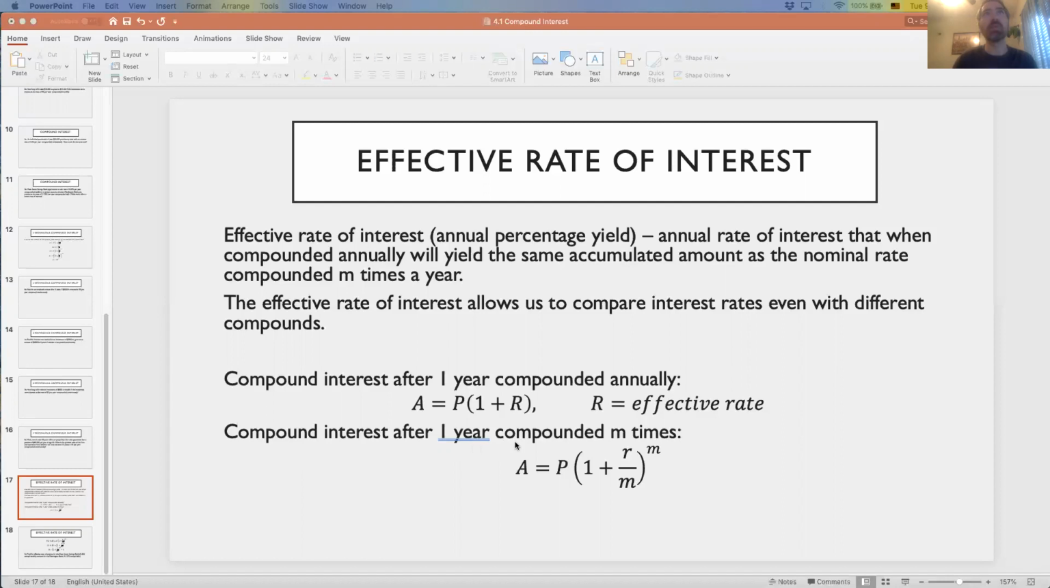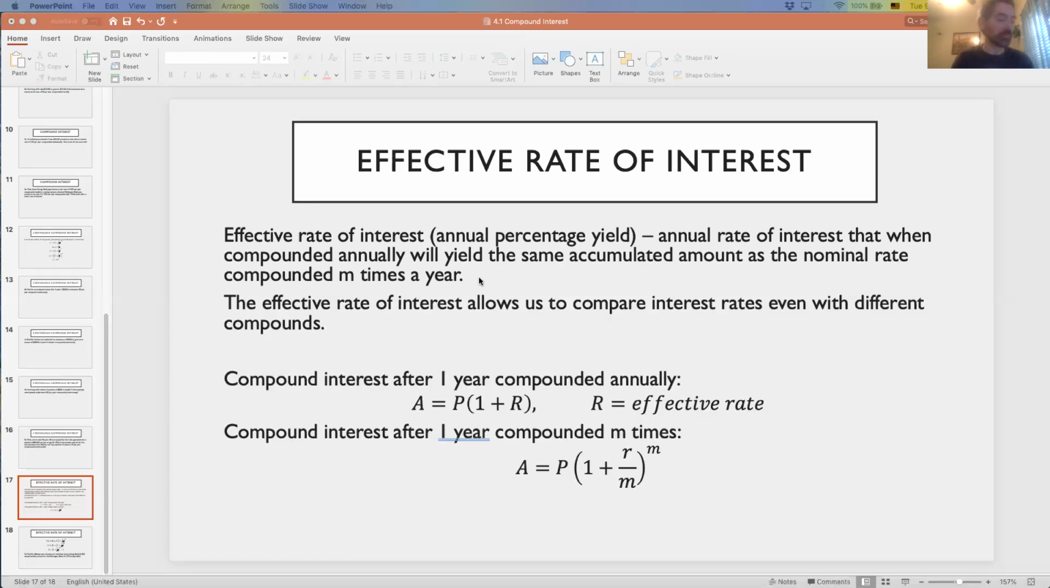The compound interest after 1 year compounded M times, that's A equal P times 1 plus R over M raised to the M times T, but T is 1, so just raised to the M. Okay, so we're starting with a problem that gives us the interest rate compounded M times, and we want to convert it to the effective rate of interest. And so we're going back to the definition of effective rate of interest. This is the annual rate of interest that when compounded annually, this one right here, that's the big R, will yield the same accumulated amount as the nominal rate. Nominal rate is what we've been working with previously, compounded M times a year, right?